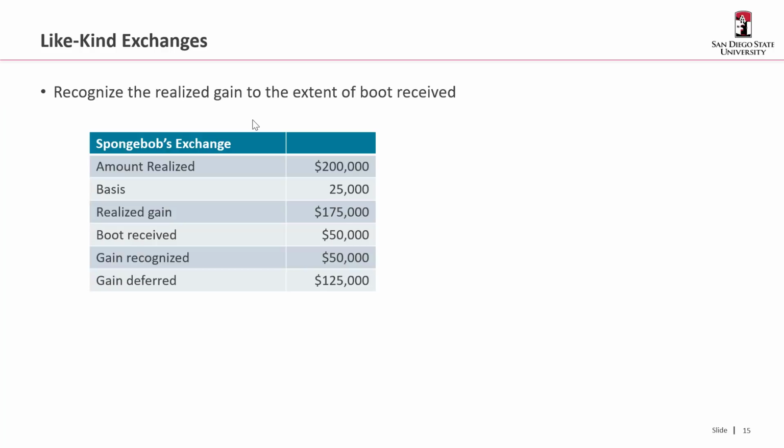He needs to recognize that realized gain to the extent of any boot he received. Recall that Patrick pays him, so he receives $50,000 in boot. As a result, he'll recognize $50,000 of gain, but the remaining $125,000 of gain is deferred until at some point either SpongeBob dies or he ultimately does sell the new condo that he's received.